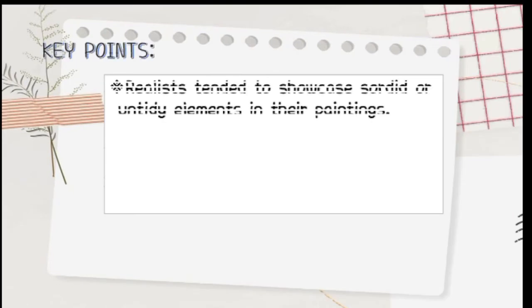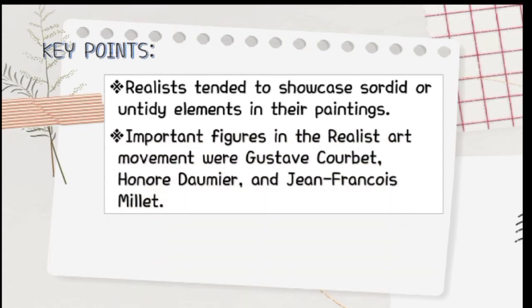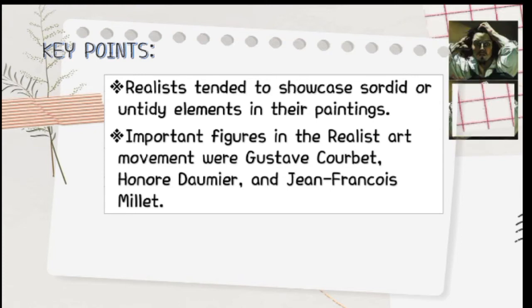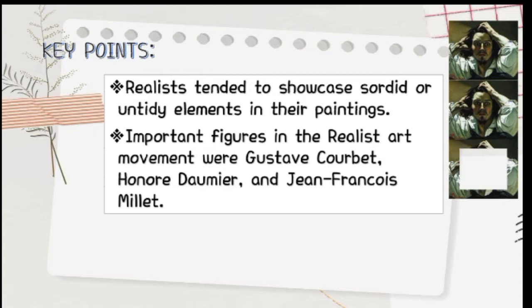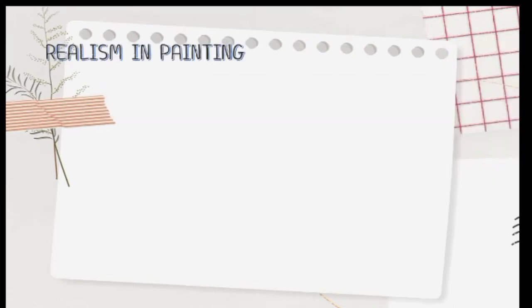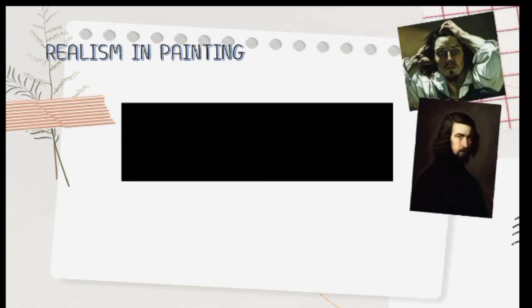Realists tended to showcase sordid or untidy elements in their paintings. There are important figures in the realist art movement. They were Gustave Courbet, Honoré Daumier, and Jean-François Millet. The picture was Gustave Courbet. Realism in painting. There are two important figures in the realist movement. They were Gustave Courbet and Jean-François Millet.